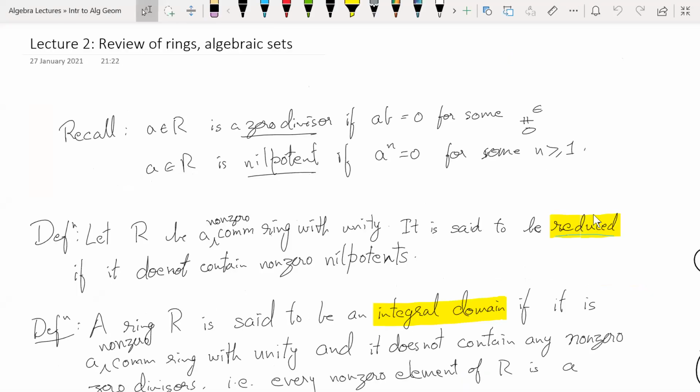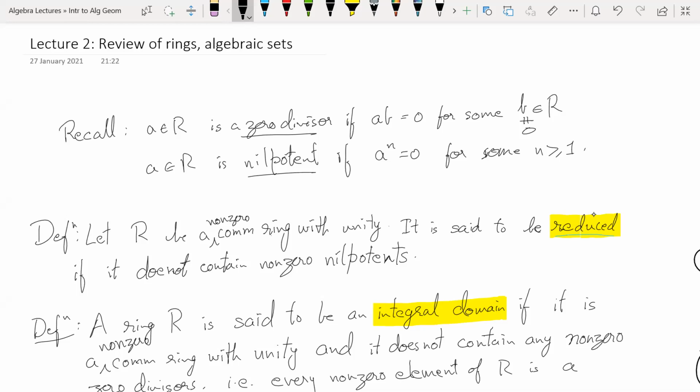Okay, so we'll begin by reviewing a few algebra concepts which you must have seen. A zero divisor in a ring R is an element A such that there exists some element B which is non-zero in R, such that A times B is 0, and A is said to be nilpotent if some power of A is 0.